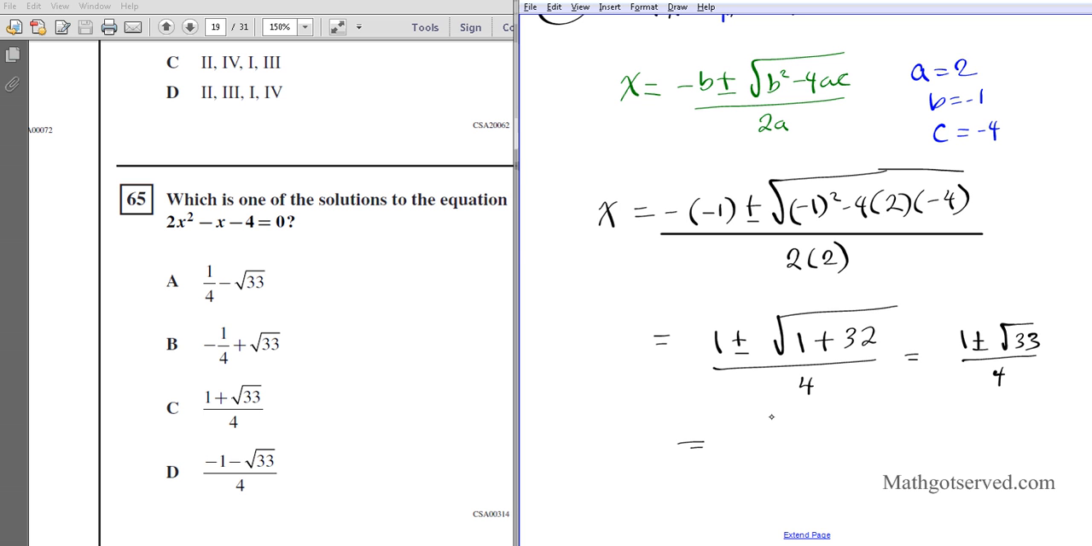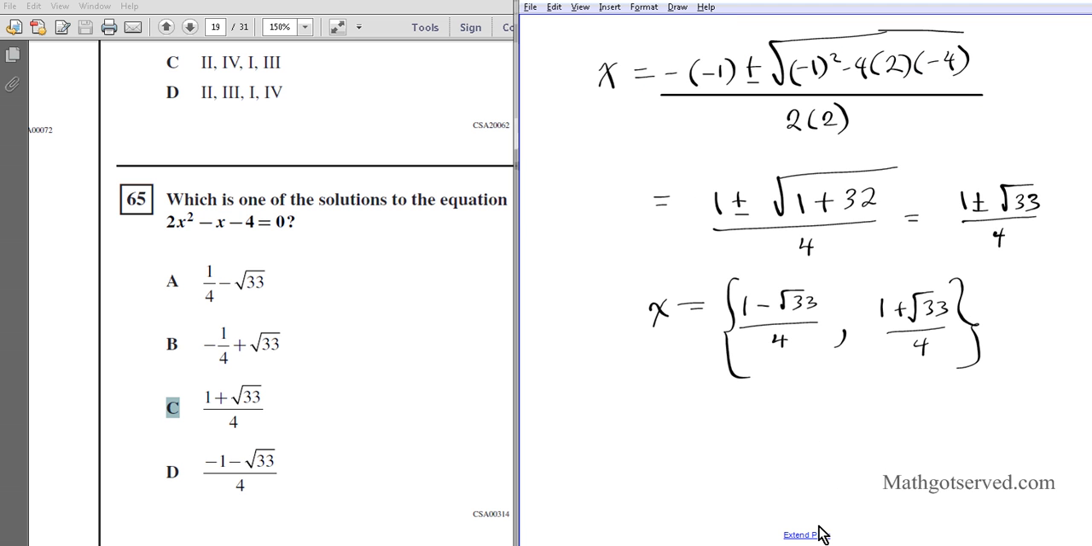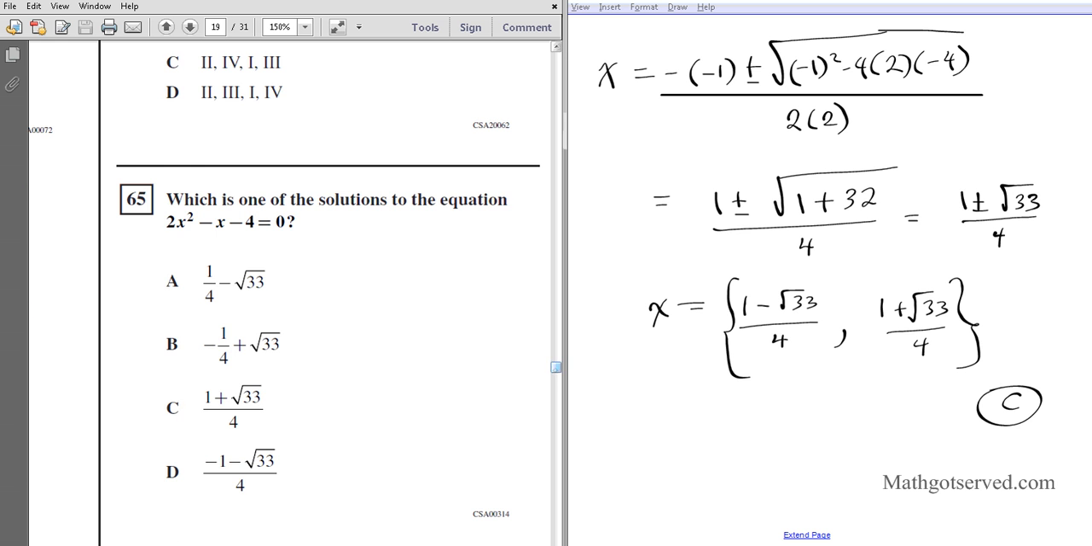Now we can split it, actually you can split them up. So we're going to have 1 minus the square root of 33 over 4, or 1 plus the square root of 33 over 4. So which of these matches one of our options? These are two results. So you can see that option letter C is our correct answer here because it matches. Alright, so the correct answer for 65 is C. Alright, let's move on to question 66.